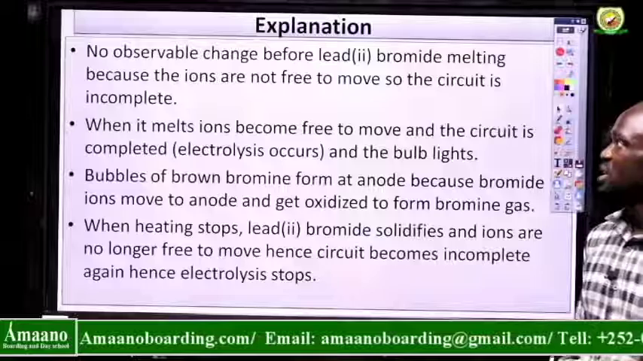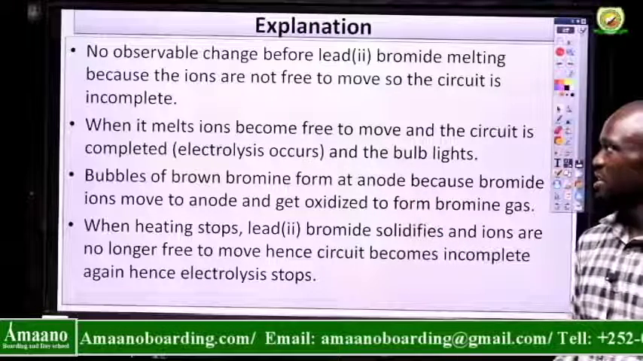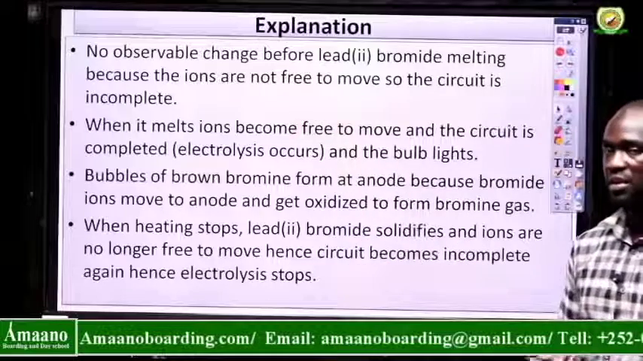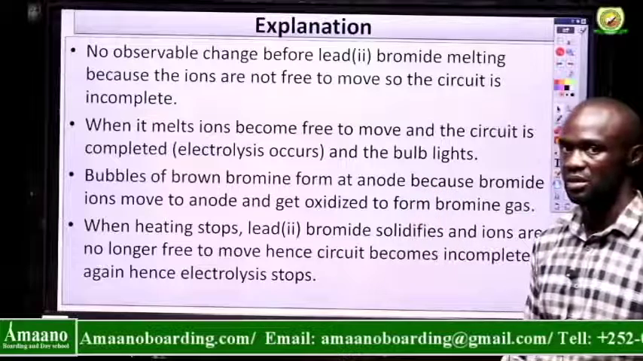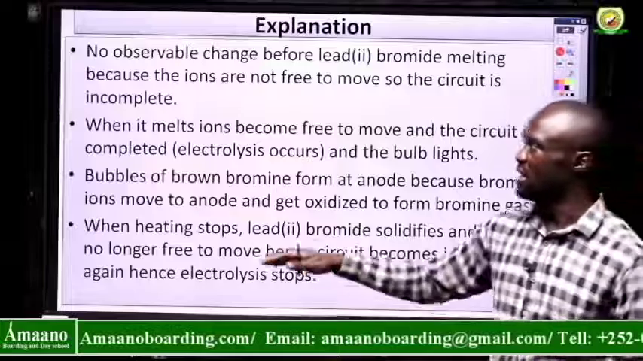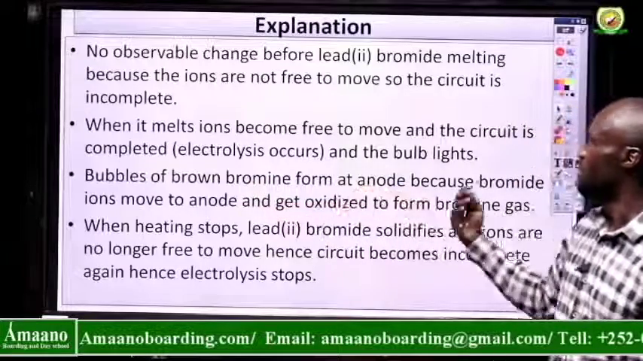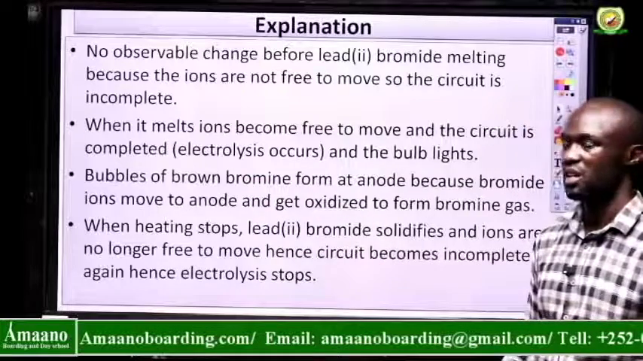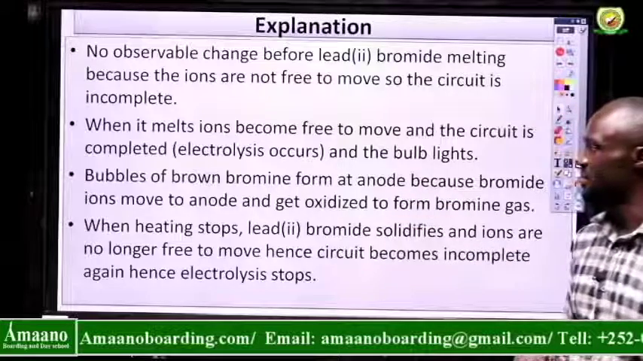we say that the reason why there is no observable change before you melt the electrolyte is because ions are not free to move. And because they are not free to move, the circuit is incomplete. That's why the bulb cannot light. Then when you melt, the ions become free to move and the circuit is completed. In other words, electrolysis occurs and even the bulb will light.